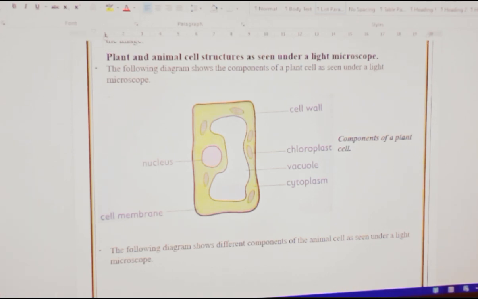We are through with the plant cell. Let's go to the animal cell. So remember that a plant cell has got some parts, and you should be able to draw them and label them. So let's move downwards.